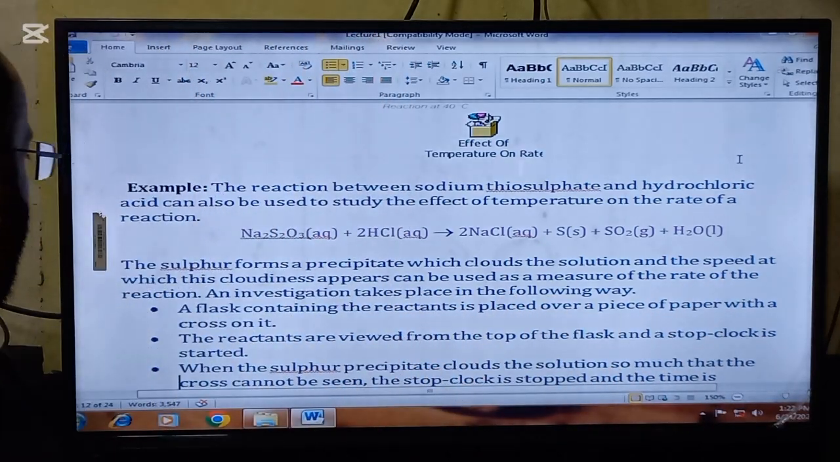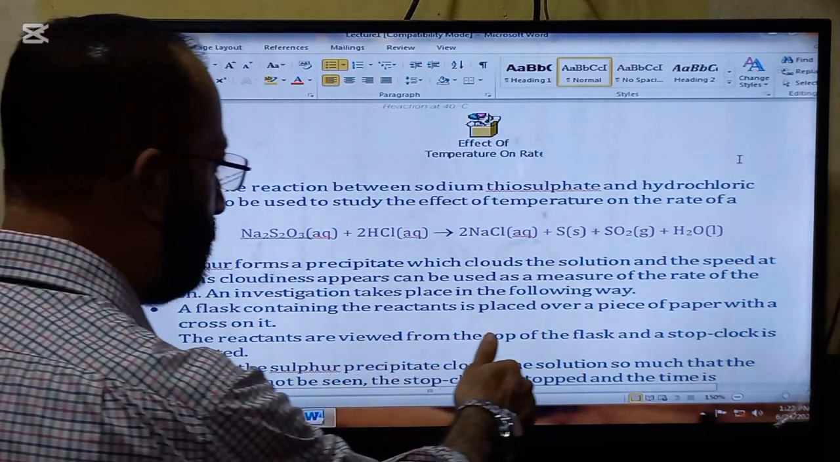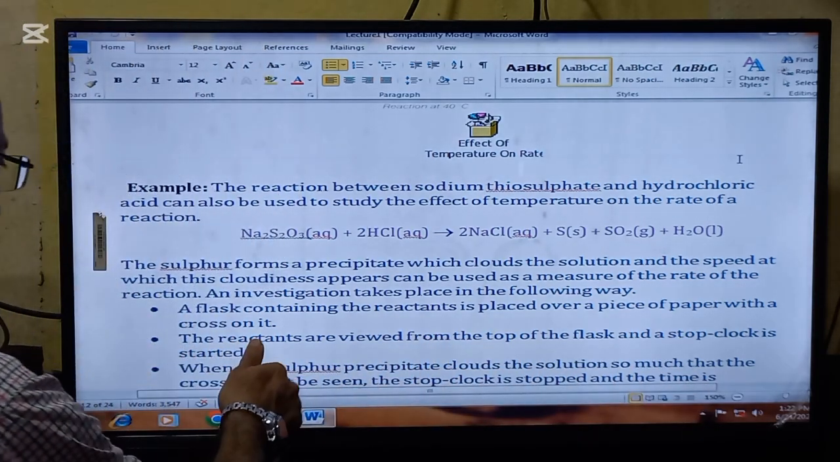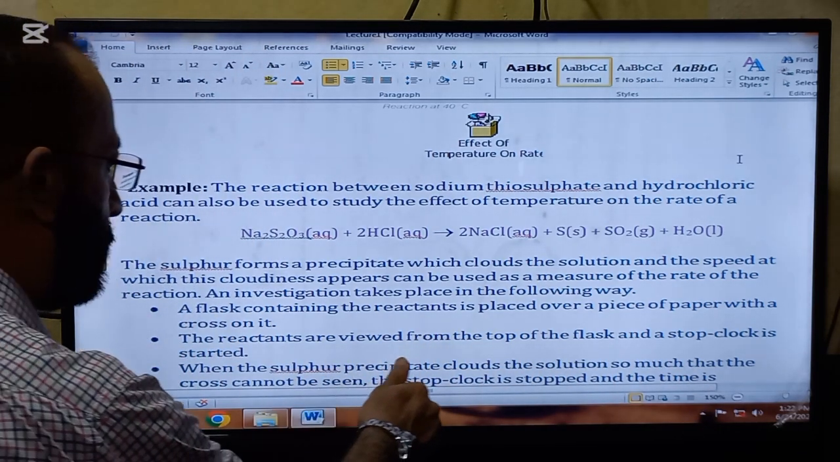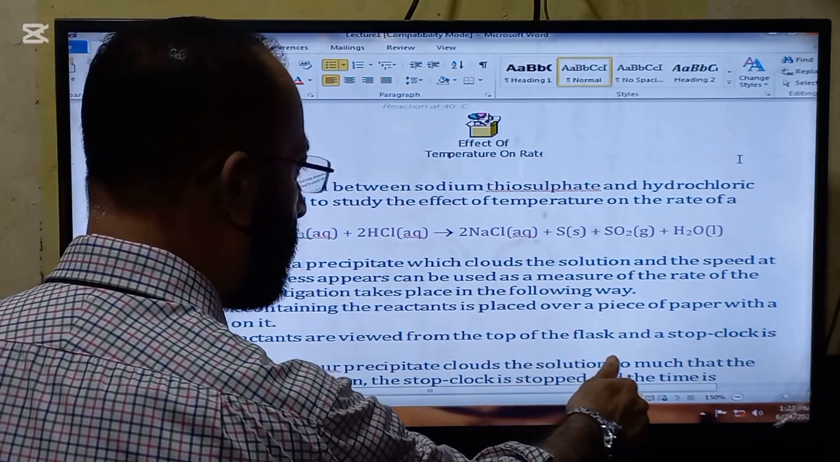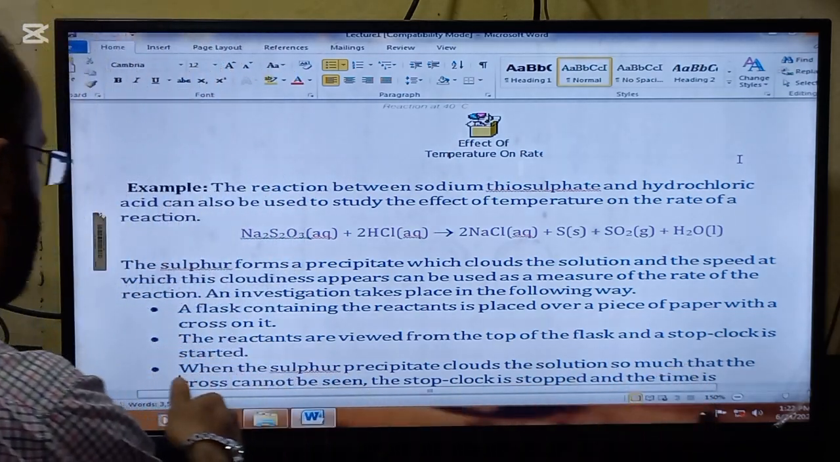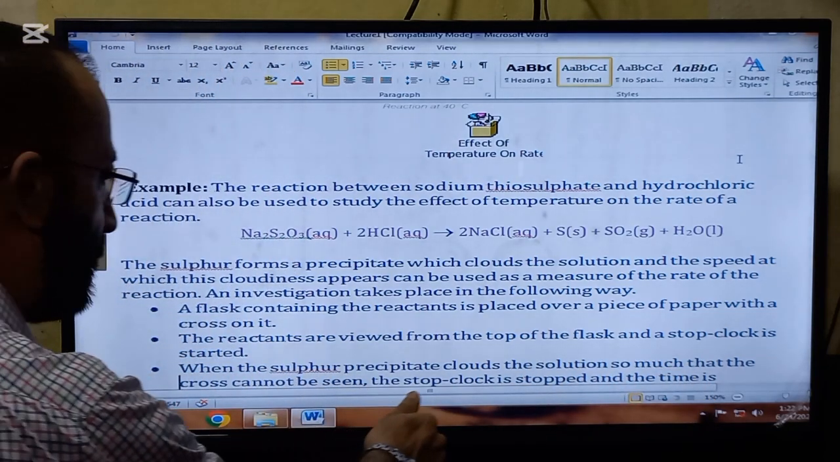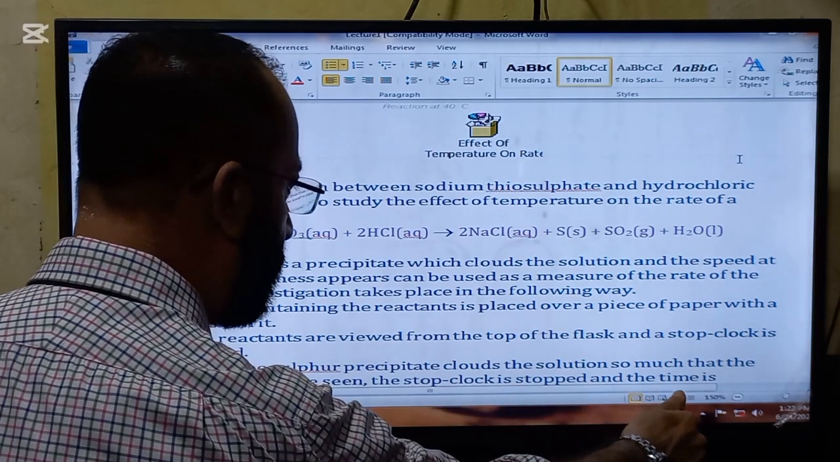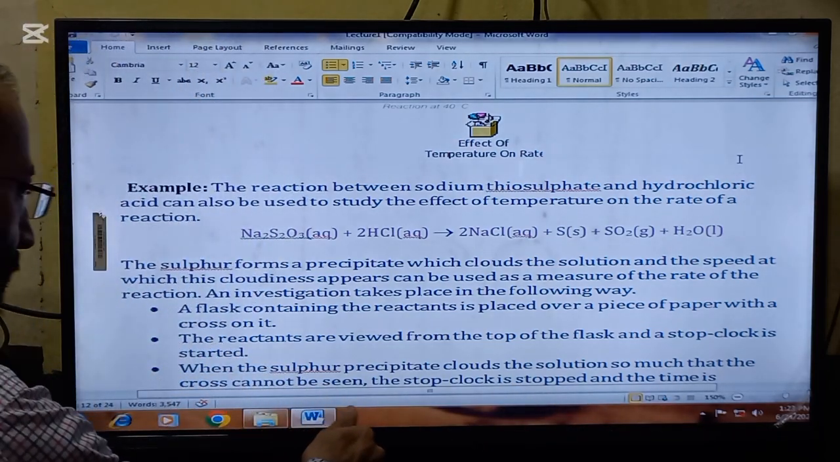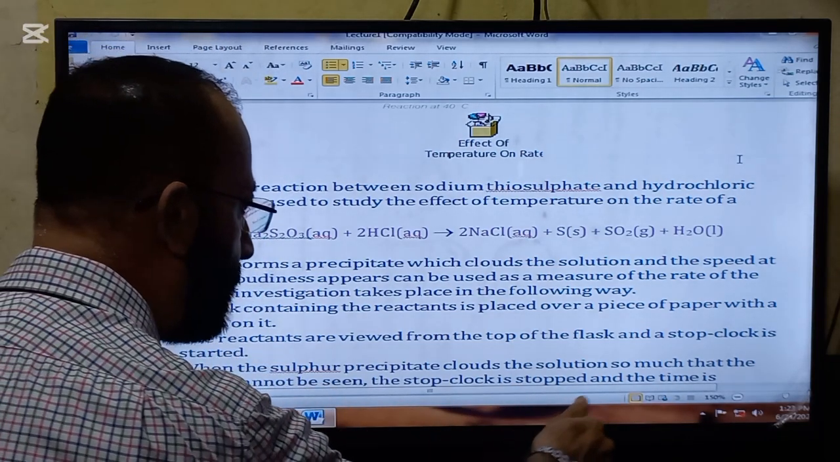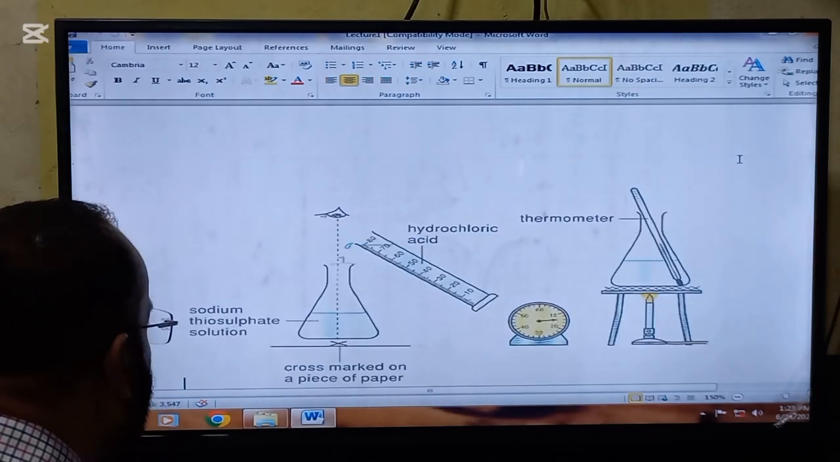Look now, a flask containing the reactant is placed over a piece of paper with a cross on it. The reactants are viewed from the top of the flask, and a stop clock is started. When the sulfur precipitate clouds the solution so much that the cross cannot be seen, the stop clock is stopped and the time is recorded.